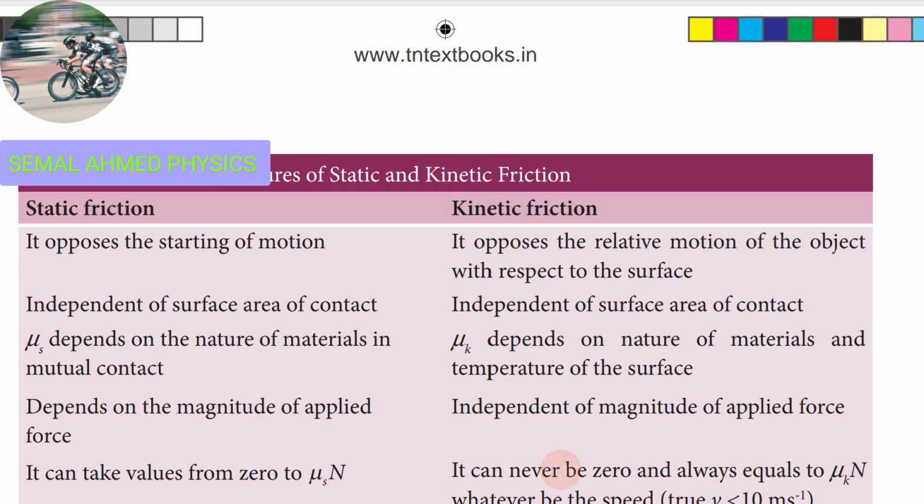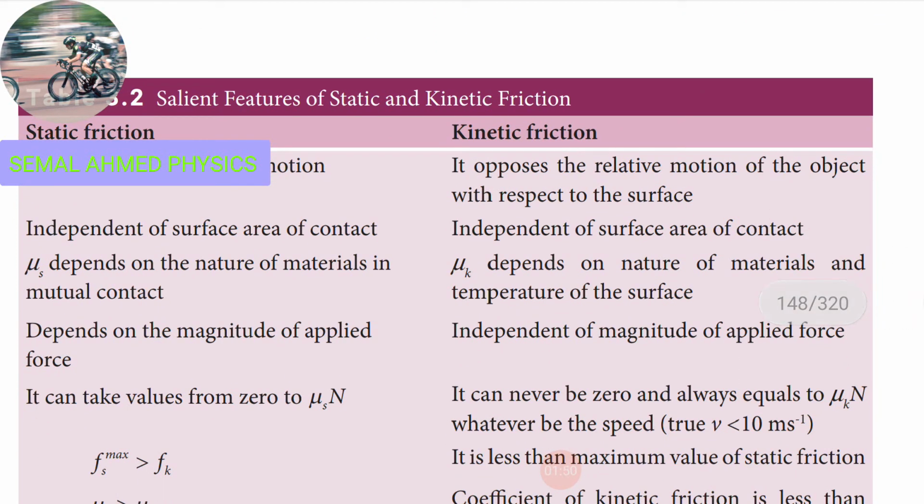Similarly, the second point: independent of surface area of contact. Static friction is independent of the surface area of contact. Kinetic friction is also independent of the surface area of contact. So both are the same; the only difference is the starting motion and relative motion. The coefficient of static friction is denoted mu s, and the coefficient of kinetic friction is denoted mu k.